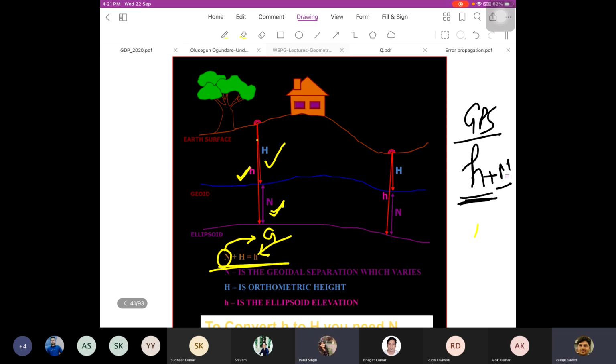So, the geoid is an equipotential surface. By equipotential, we mean that the potential at every point on the surface is the same, meaning gravitation is the same at every point. That is why we call it an equipotential surface, and it is an imaginary surface.